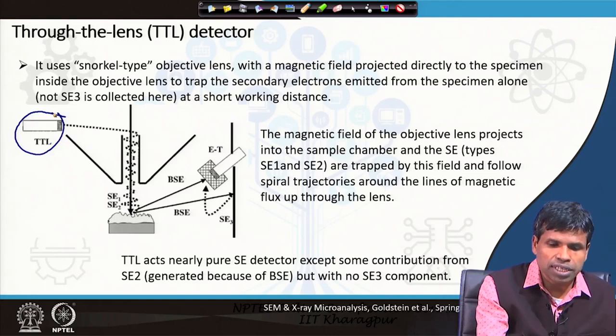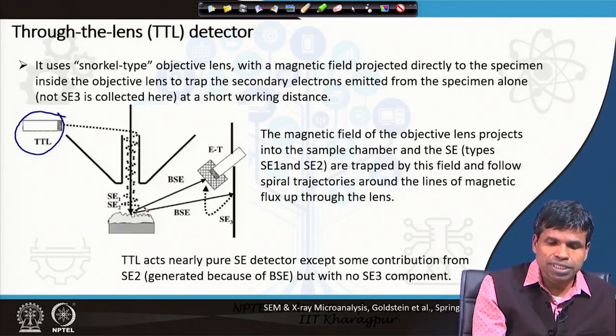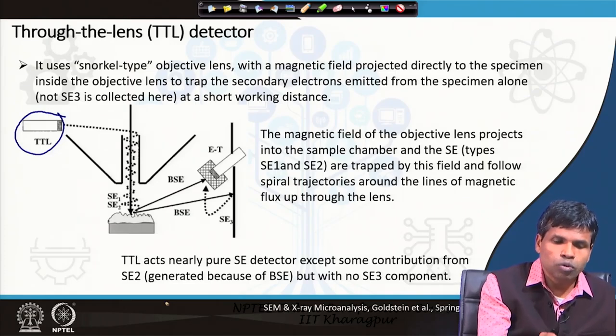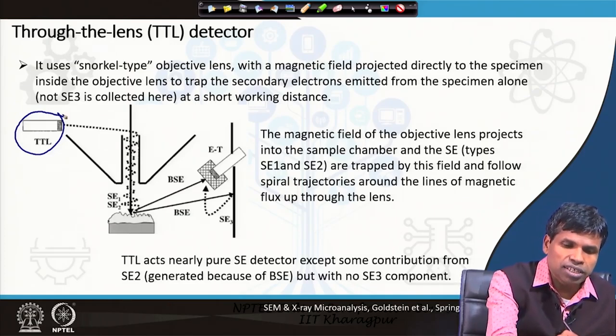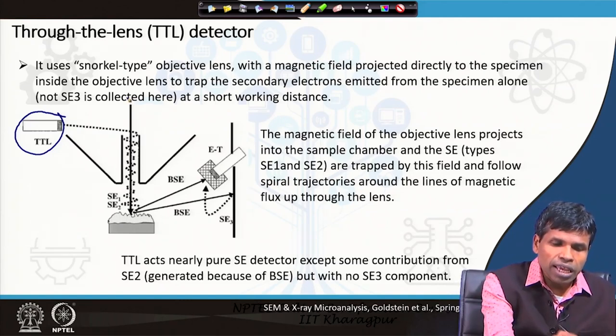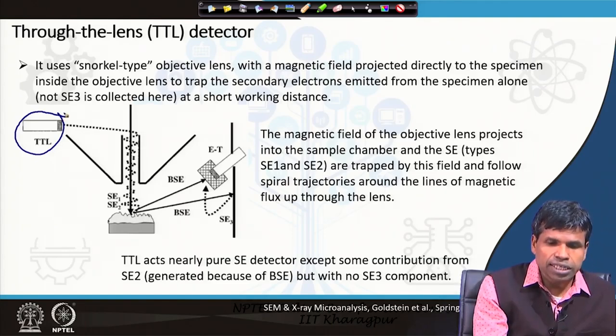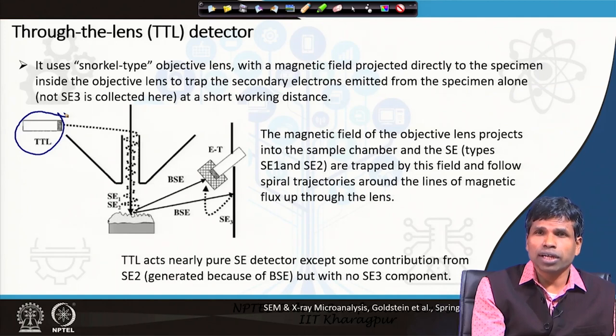In most previous cases, our detector is placed just above the specimen and below the objective lens. In this case, for the through the lens detector, where again it is an ET detector, it is placed above the objective lens, so we say it is a through the lens detector. The through the lens TTL detector will only detect SE1 and SE2.